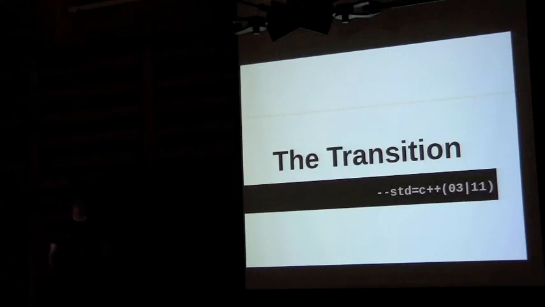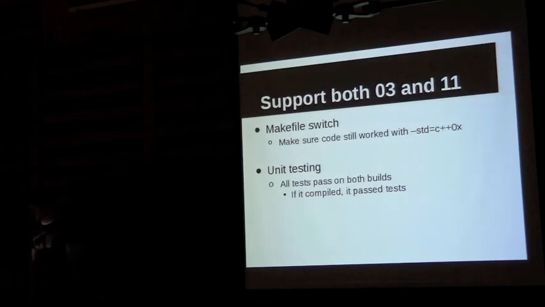So how are we doing? We went through a period of time where we needed to compile in both 03 and 11 mode. And back then it was called 0x, because we didn't know it would come out 2 years after. Anyway, we needed to support both these things. It was really easy to do. We have a makefile. We made sure the code still worked with that switch turned on. It wasn't hard. And then we ran the unit tests.